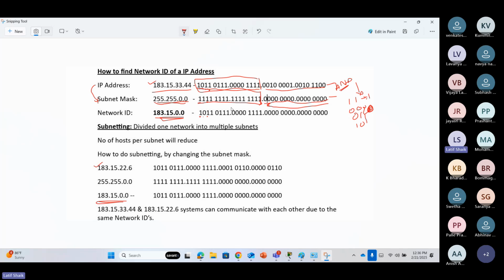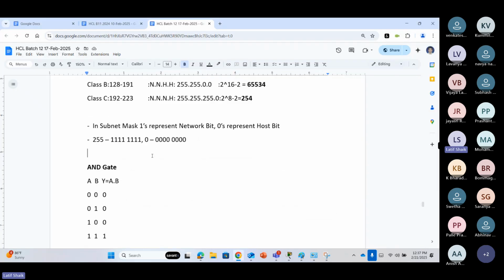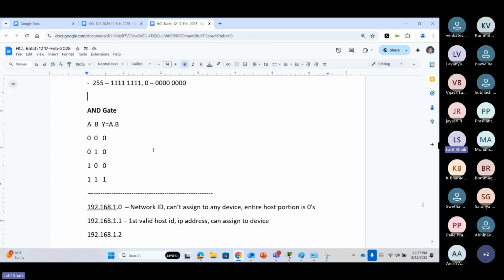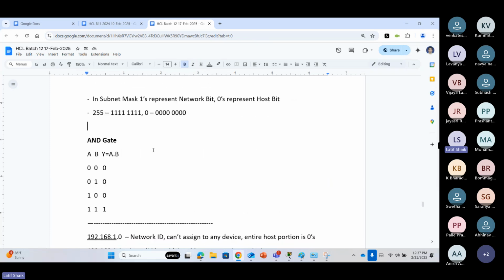Simply said, the ones represent network. Up to this one is network only. This represents host, host, host, like this. So ones represent network bits, zeros represent host bits. The network part must be the same.